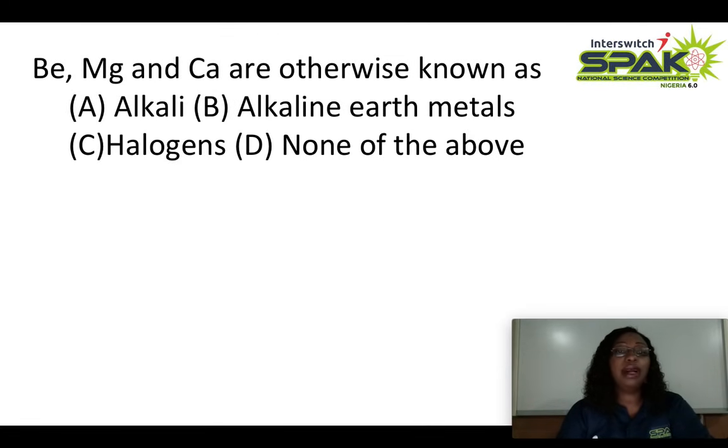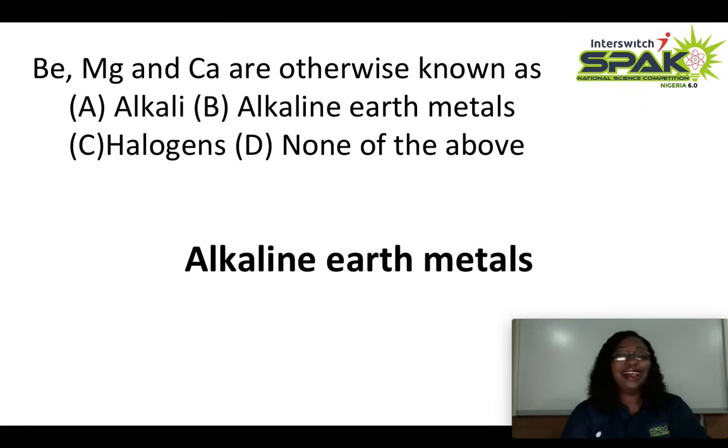Beryllium, magnesium, and calcium are otherwise known as... Just write your answer down. The moment I bring out the answer, you mark it. So they are otherwise known as alkaline earth metals. They are group 2 members, so that is their name. Group 1 members are known as alkali metals. Group 7 are halogens.